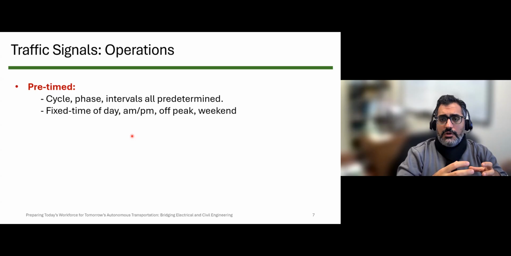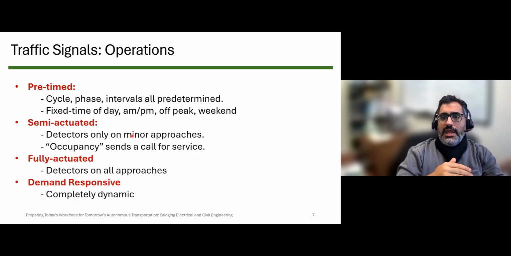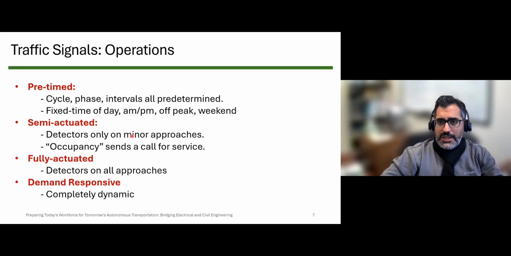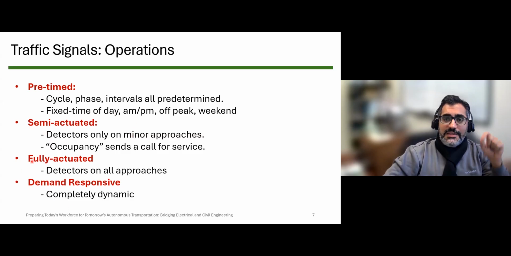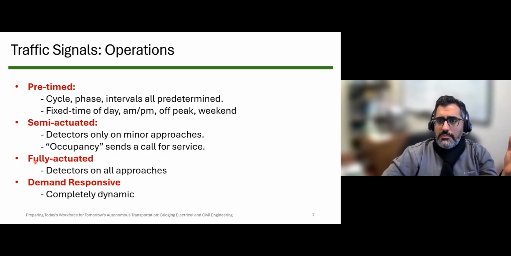If we have some sort of detection in place, where we assign right of way or the duration of green based on the demand that exists at an intersection, we have other types of operations, namely semi-actuated, fully actuated, and demand responsive. All these three are based on the detection at the intersection. It means that we detect whether there is a demand on one approach. If there's no demand, we don't need to give them the green time, right?